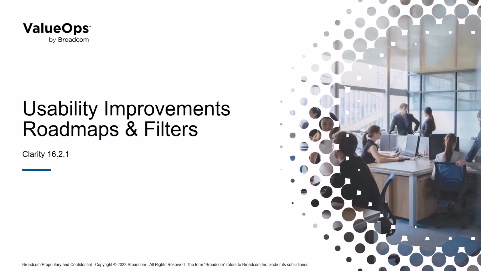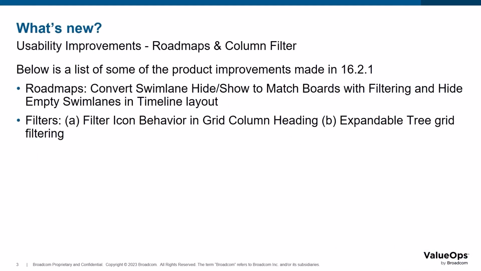As part of this section, we will be talking about improvements done to enhance the usability with respect to roadmaps and filters. As part of 16.2.1 release, following product improvements are made with respect to roadmaps. Convert swimlane hide or show to match boards through filtering, and hide empty swim lanes in timeline layout. And with respect to filters, we enhanced the filter icon behavior in grid column heading and usability of filtering on expandable tree grid.